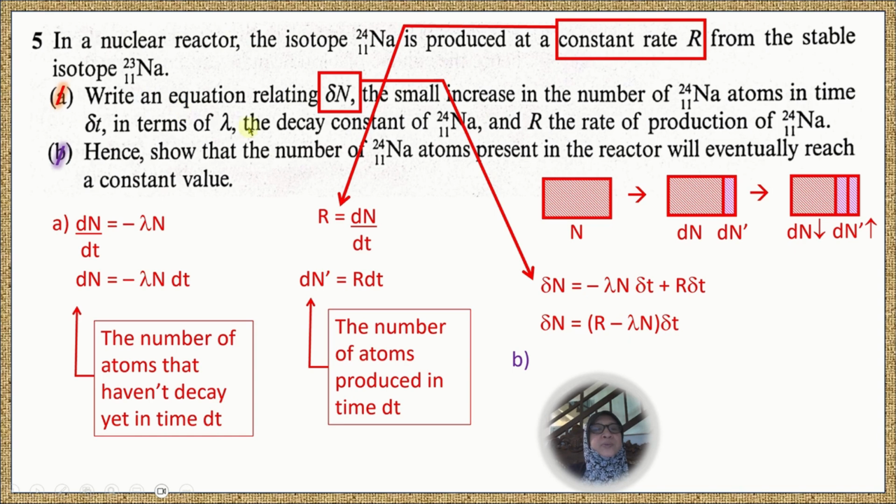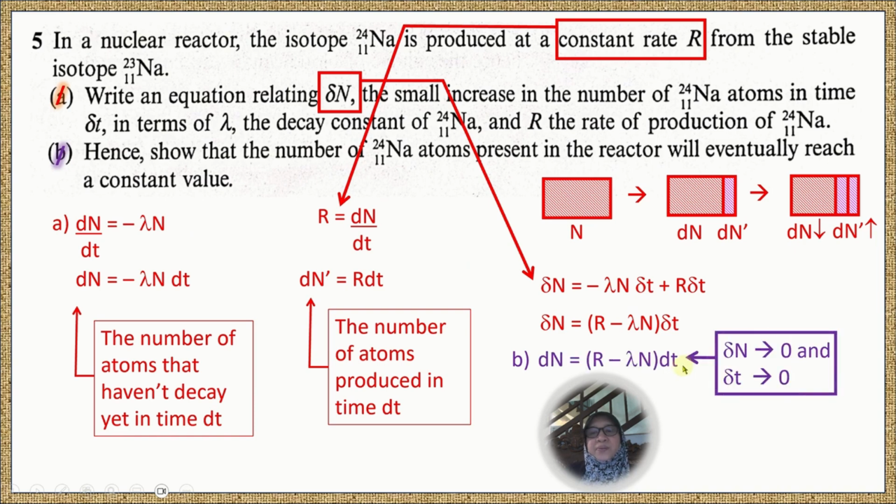The question asks to write in terms of delta t, lambda and also r. So the question asked to answer in this form. So this is the answer. Okay, now we go to question B. Then show that the number of natrium atoms present in the reactor will eventually reach a constant value.